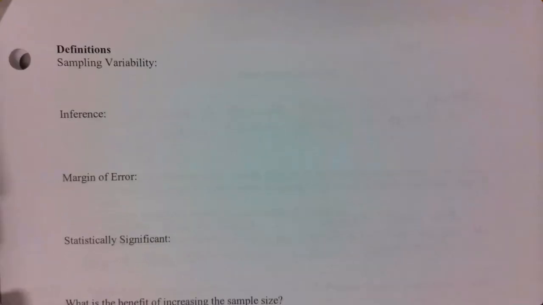Okay, so my first definition is sampling variability. What this is, if I do different random samples, they might give me different outcomes. So like, for example, there's 19 of you in this class. If I sample 19 of you, you might answer differently than if I go across the hall and sample 19 students over there.